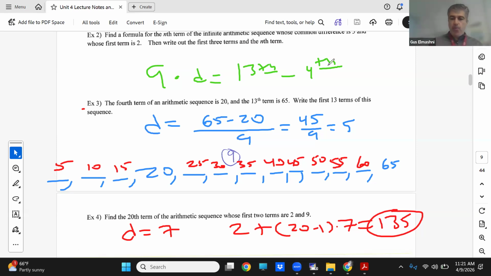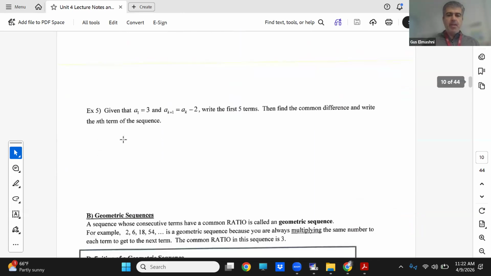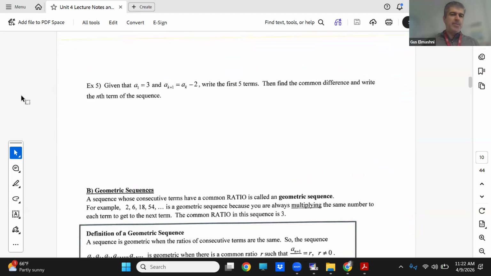Okay, and then for example 4, we get 135. We're fine with that. All right, we'll keep moving. For example 5, let me just explain what that means, because it's more of a notation thing than anything else.